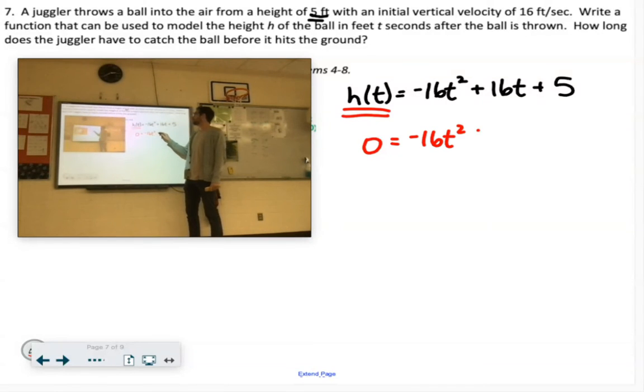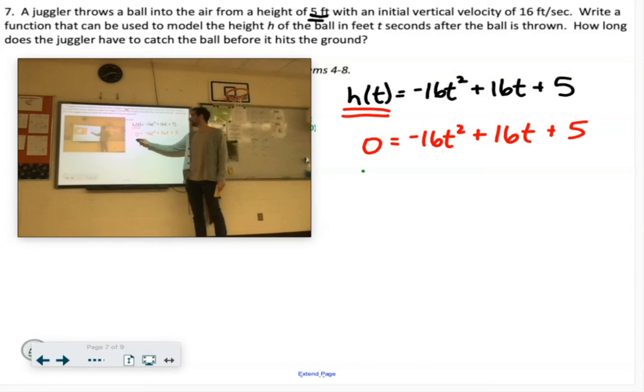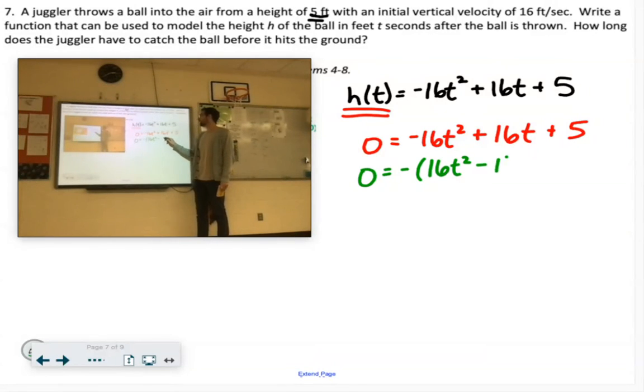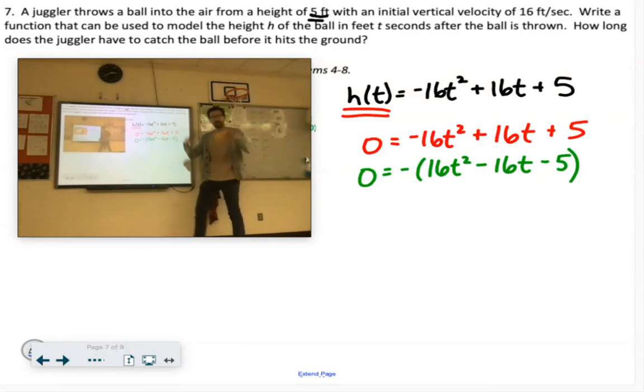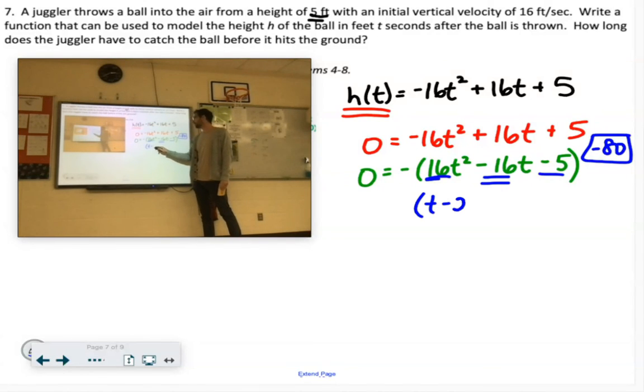So that seems to be a common thread for most of these problems. We're going to do the same thing. We're going to factor out our common factors, a negative in this case. Factor out the negative 1. 16t squared minus 16t minus 5. Factoring, we're going to multiply our first and last. 16 times negative 5 is negative 80. So we're looking for factors of 80 that are 16 apart, 20 and 4. So it would have to be minus 20 plus 4.